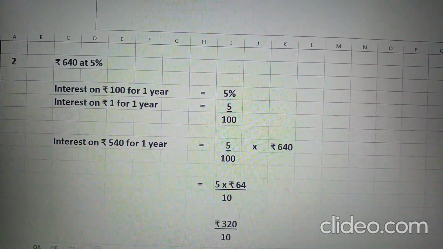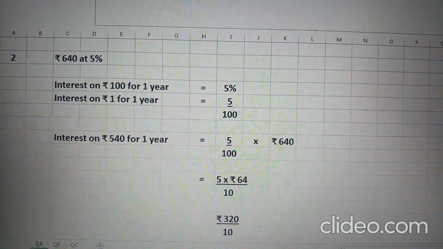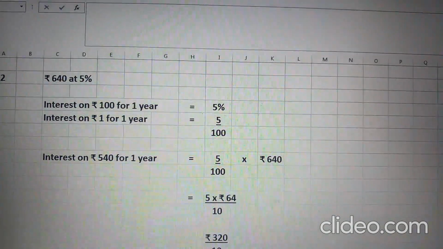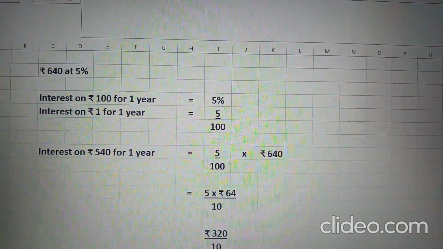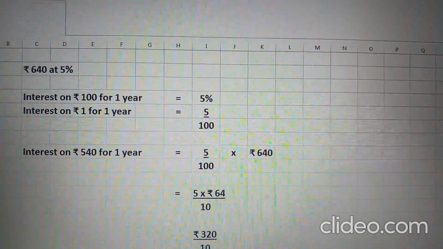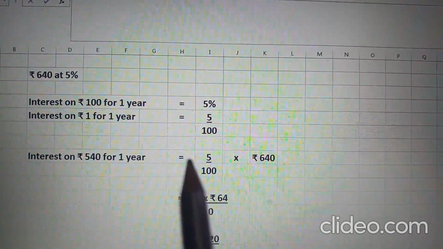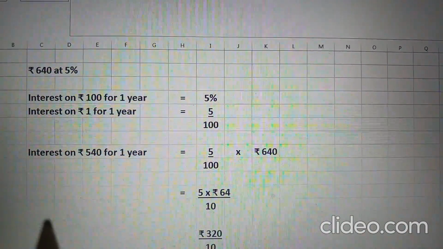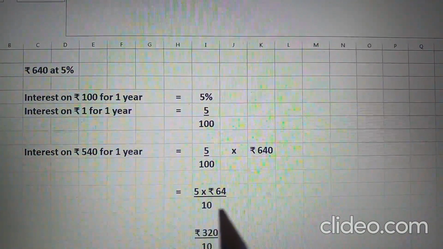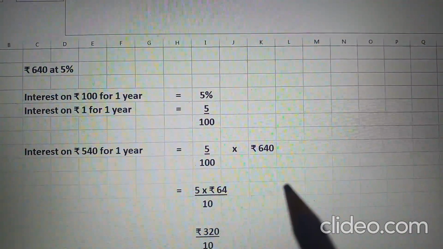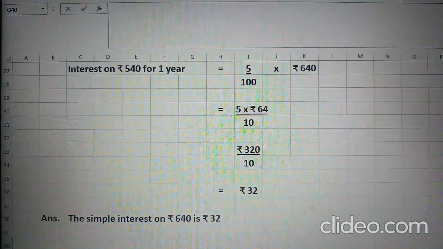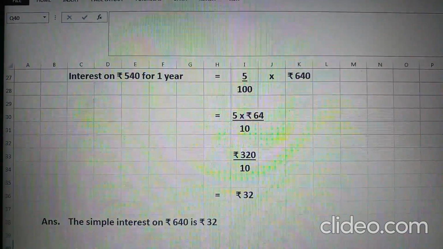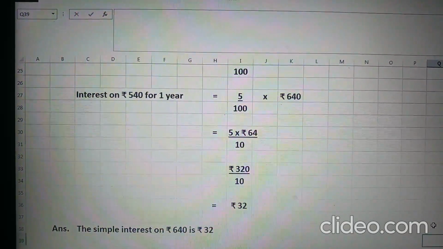Second is ₹640 at 5%. Children, you have to find simple interest on ₹640 at 5% for 1 year. So first of all, we will find interest on ₹100, then on ₹1, then on ₹640. So let's do. Interest on ₹100 for 1 year is 5%. Interest on ₹1 for 1 year is 5 upon 100. Interest on ₹640 for 1 year is 5 upon 100 into ₹640. When we cancel, we get ₹32. Therefore, the simple interest on ₹640 is ₹32. In the same way, you will do all parts.